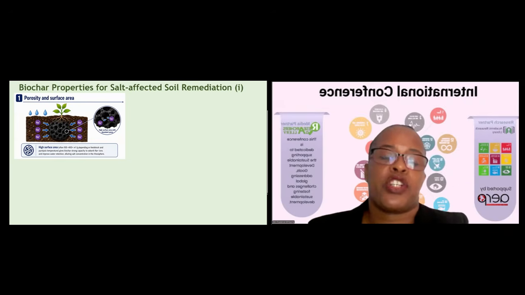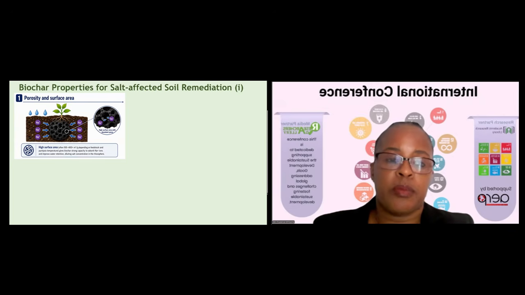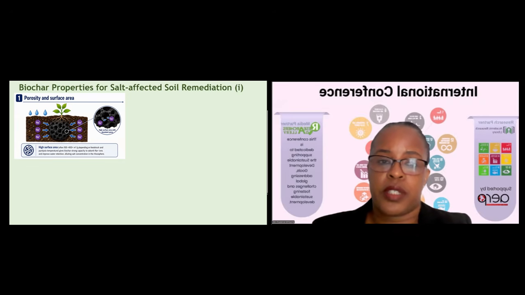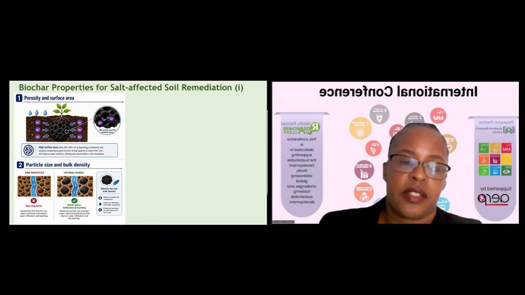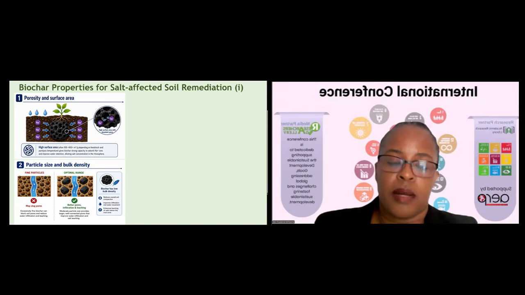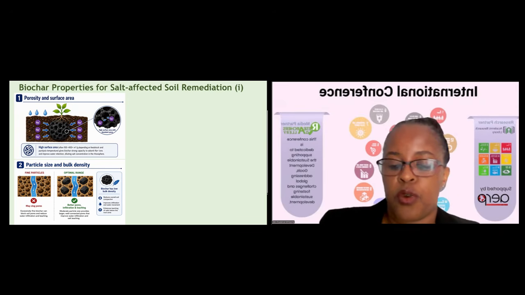First of all, biochar is very porous and has a large surface area. So with this large surface area, biochar adsorbs the sodium, removing it from the salts and so reducing the sodicity or the salinity of the soil. It's also the particle size and bulk density of biochar. While it's an advantage, it can also be a limitation, because if the particles are too small, they can clog the soil pores, causing compaction and affecting the movement of water.